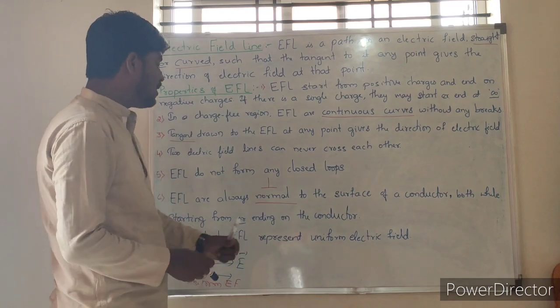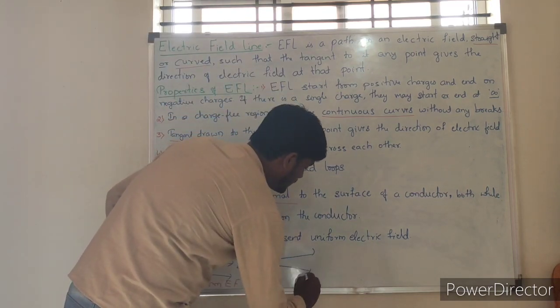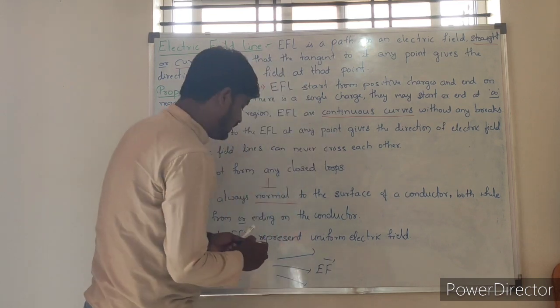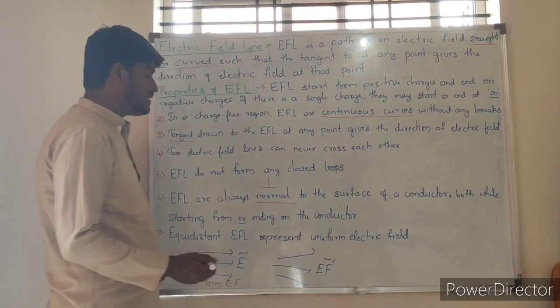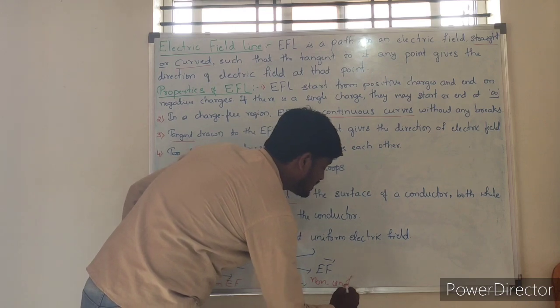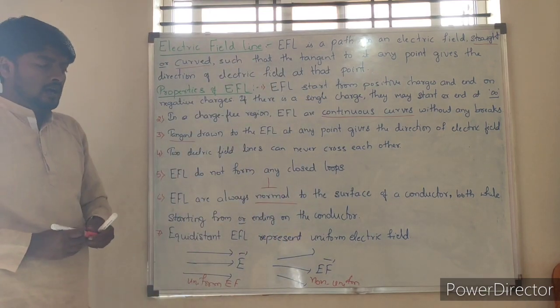Suppose they are at non-equidistance, let us say like this. One is like this, another one is like this. So this is also an electric field only. So this is the direction of the electric field. But look at this. These three lines are non-equidistant, hence this is called a non-uniform electric field. So these are some important properties of electric lines of force.